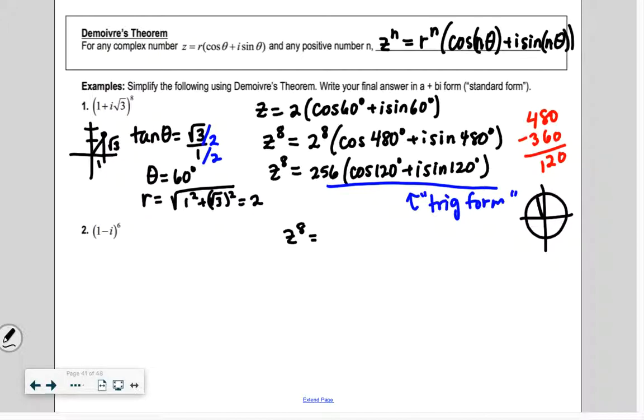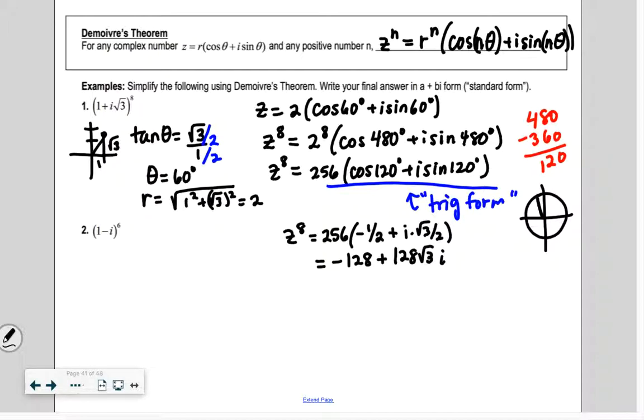So what value is that? Negative 1/2 or 0.5, yeah, plus I sine of 120, root 3 over 2. So our answer then should be negative 128 plus, hang on, I got my 128, don't I? 128 root 3 times I. And just don't sneak that I under there. Some people will write 128 I root 3.